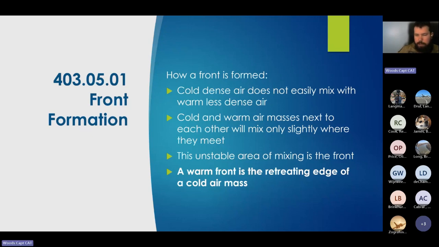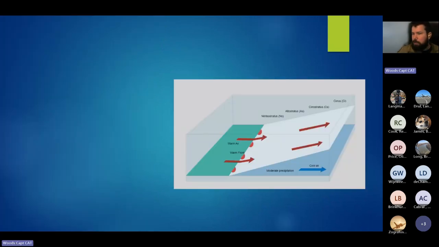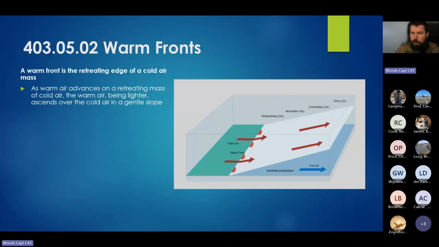This area can be a little bit unstable because there's all sorts of interesting mixing happening between the two air masses, and often one of the air masses is going to be lifted a fair bit, which will cause some interesting weather. And a warm front is the retreating edge of a warm air mass. Anyways, we'll go through all the different types of fronts one at a time as we get there. That's just a quick picture of a warm front.